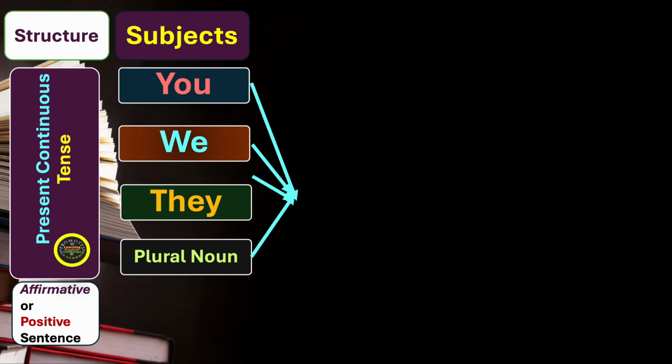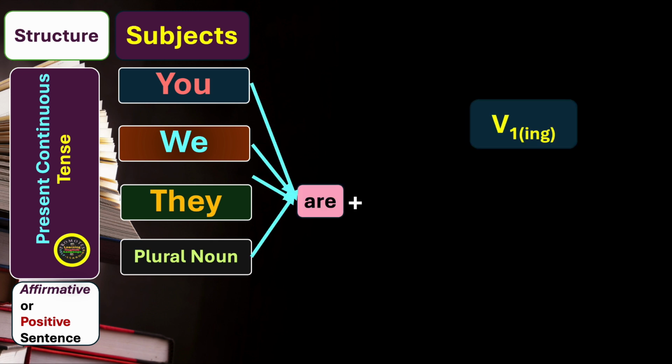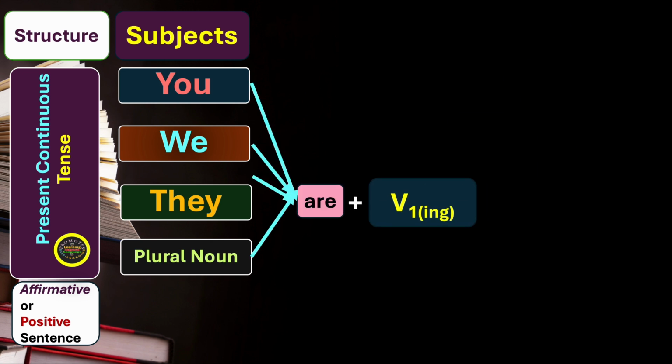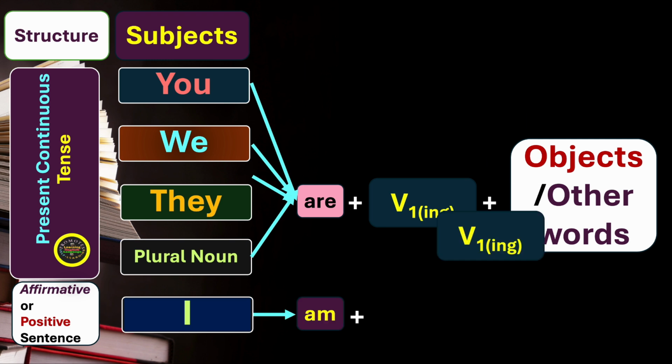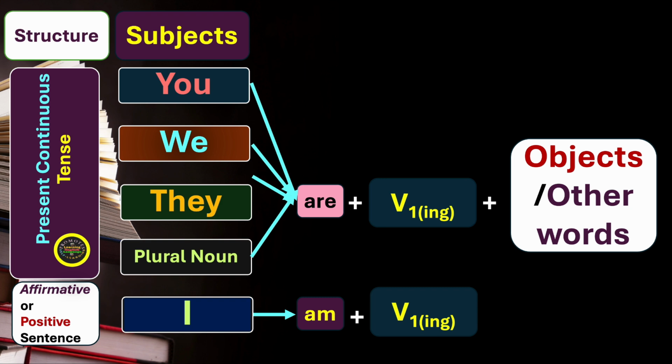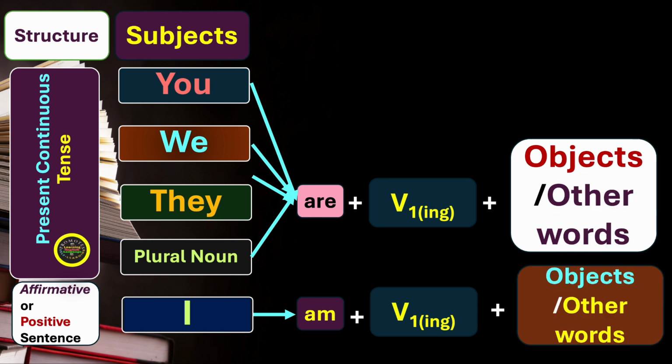A structure of present continuous tense in the affirmative or positive form of sentence. If we have subjects like you, we, they, and plural noun, we use are plus the first form of the verb with ing plus objects or other words. We have one more structure in this aspect which is a bit different. If we have the subject I, we use am plus the first form of the verb with ing and then we have objects or other words.